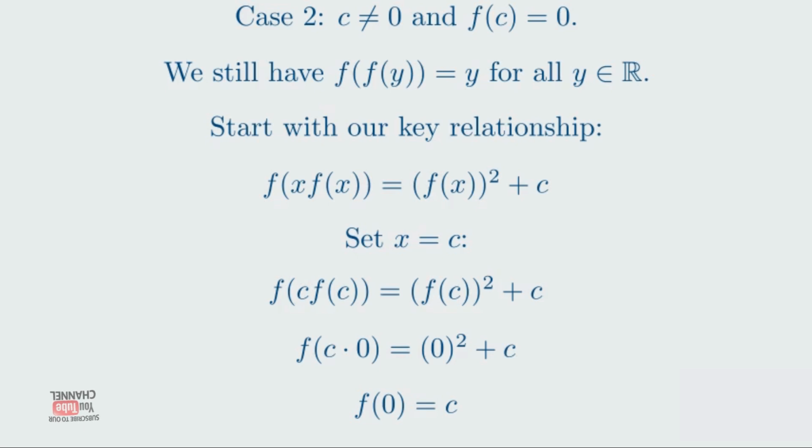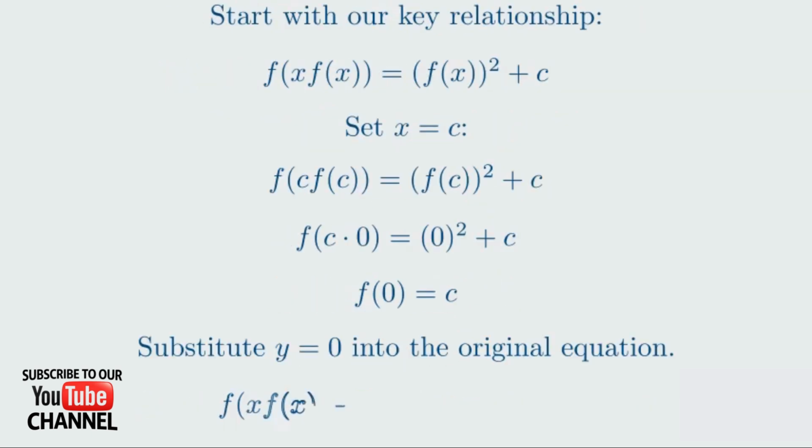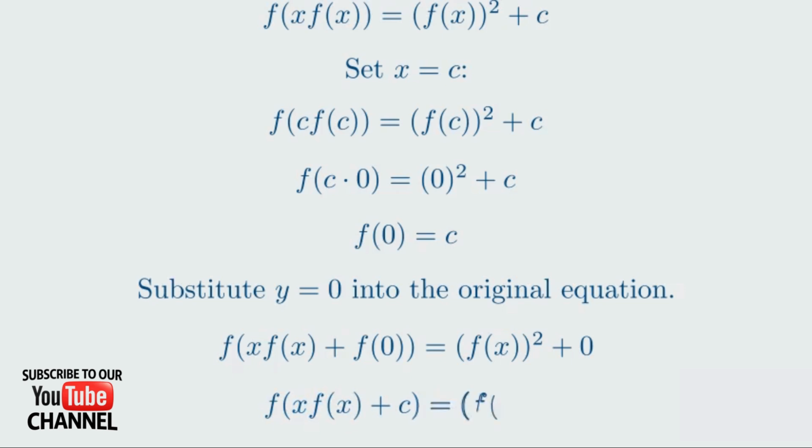Let's summarize this finding. In case 2, where c is not 0, we have f of c equals 0 and f of 0 equals c. These two facts describe a symbiotic relationship for the function f. Knowing this, let's substitute y equals 0 into the original functional equation. Since f of 0 equals c, the equation becomes f of the quantity x times f of x plus c equals f of x squared.